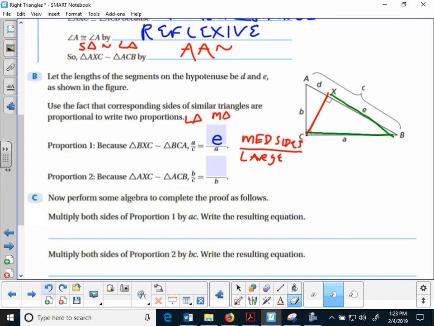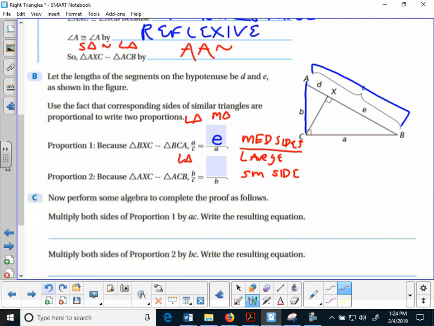Now we're going to look at proportion 2. Because triangle AXC, so that is our small guy, is similar to the large guy, we know B over C, so let's check that out. So we have B over C in the large triangle. So again, we're starting with our large triangle. Which side is on the top again? The small side. And which side is on the bottom? Large side.